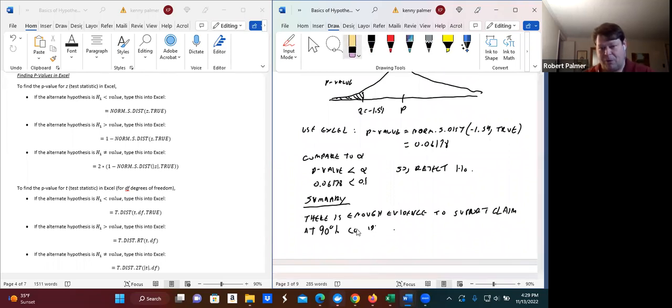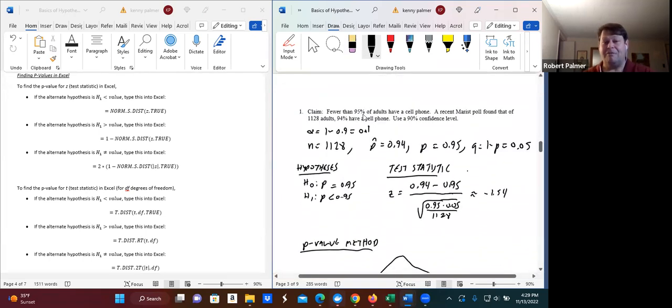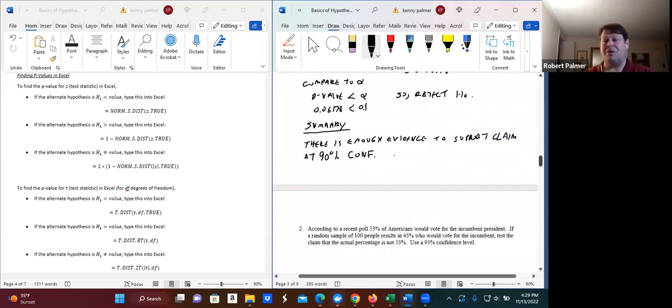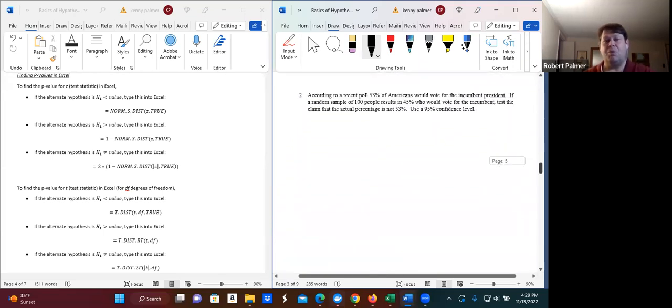Well, I'm just going to write that word better one more time. 90% confidence, or maybe just abbreviated. It's not going to write too well tonight. So 90% confidence. There's enough evidence to support the claim that fewer than 95% of adults have cell phones, with 90% confidence. Okay, let's do one more, a similar one.